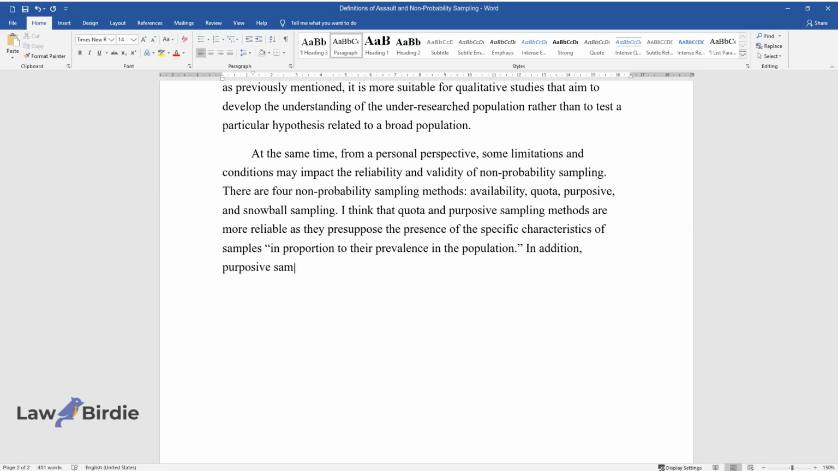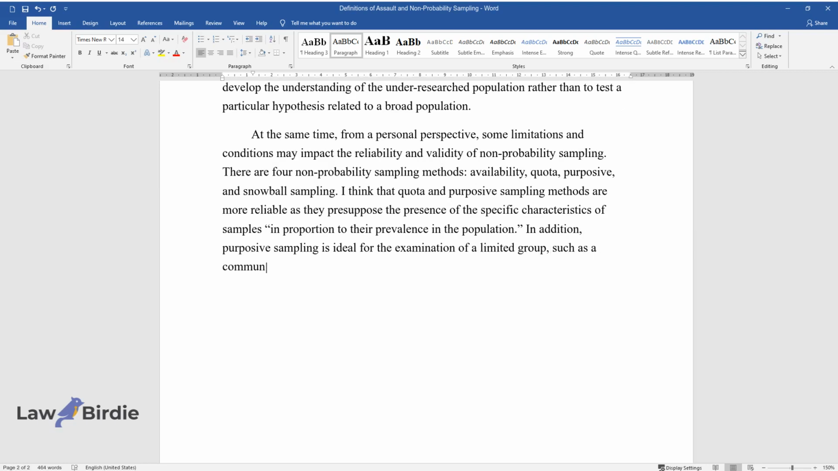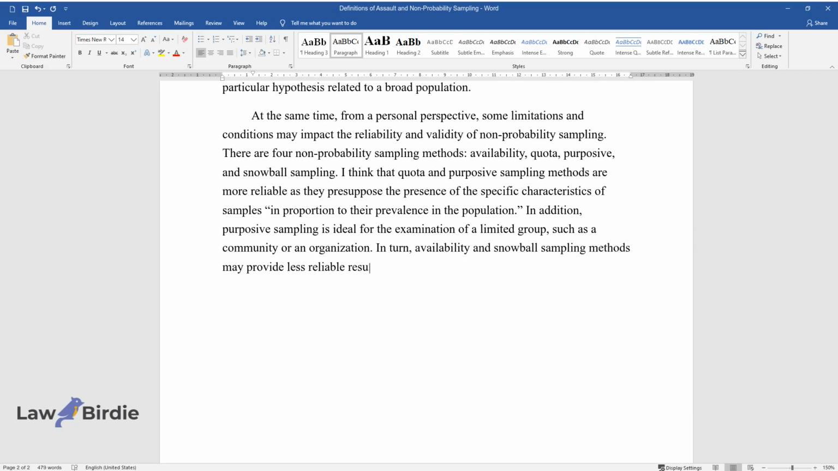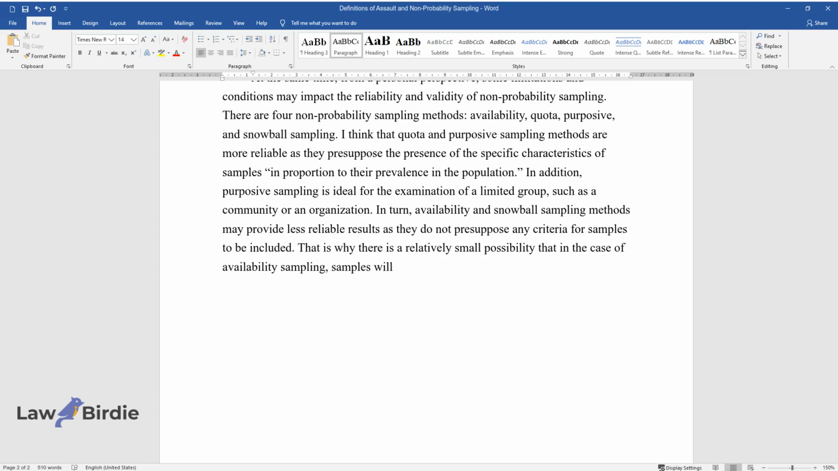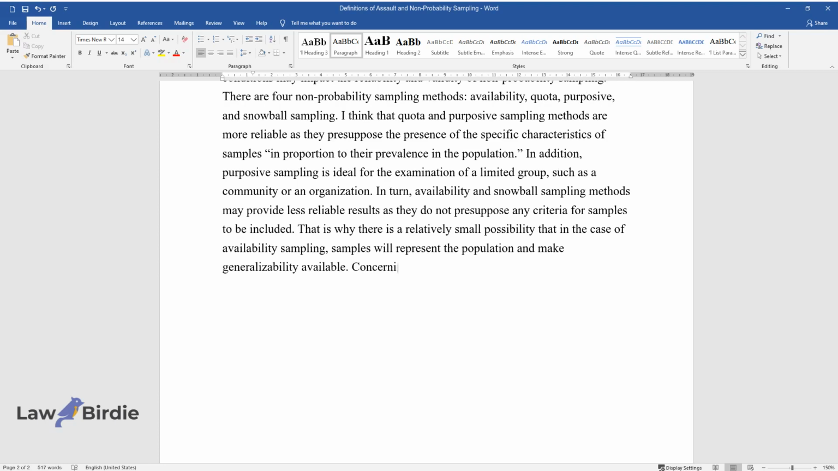In addition, purposive sampling is ideal for the examination of a limited group, such as a community or an organization. In turn, availability and snowball sampling methods may provide less reliable results as they do not presuppose any criteria for samples to be included. That is why there is a relatively small possibility that in the case of availability sampling, samples will represent the population and make generalizability available.